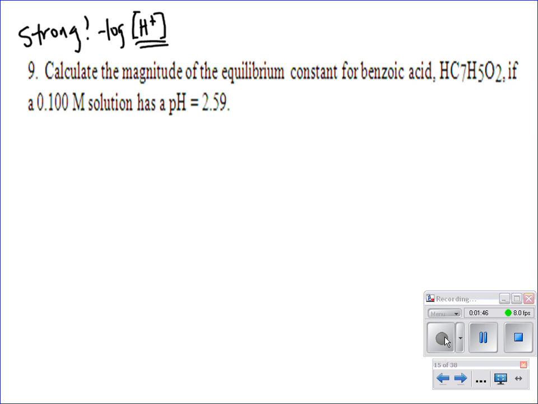Calculate the magnitude of the equilibrium constant for benzoic acid if a 0.1 molar solution has a pH of 2.5. So they're asking us to calculate the equilibrium constant. Since we're finding the equilibrium constant of an acid, just get used to seeing it as a K with a lowercase a. We're looking for Ka. But it's the same K we've been finding, products over reactants, no problem.